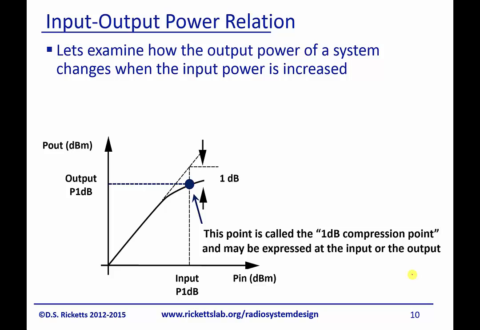And it can be expressed as an input or an output. What I mean by that is I can say the input 1 dB compression point is a certain value, and the output is a certain value. And those two are related.